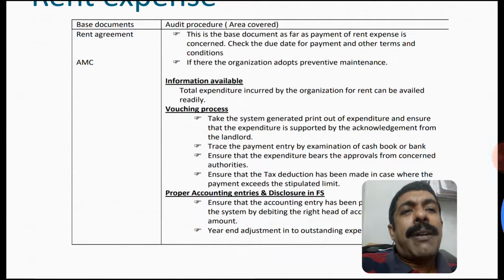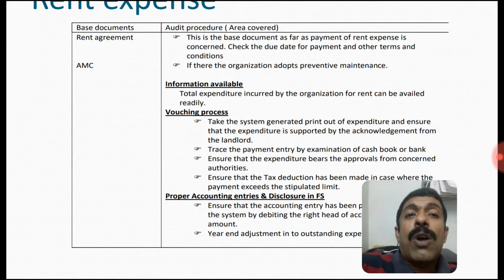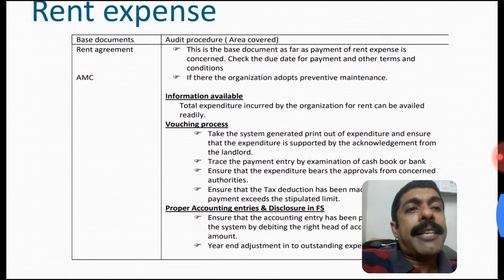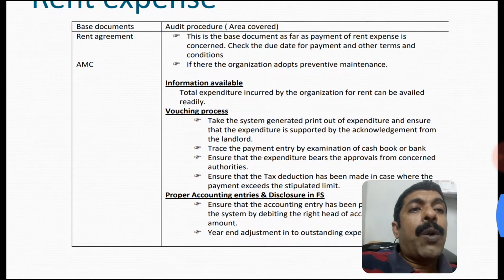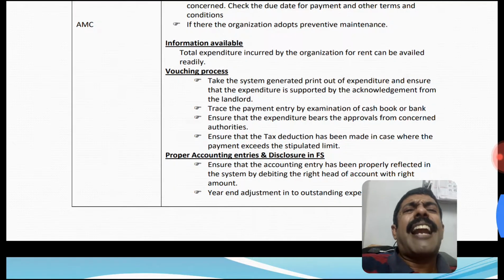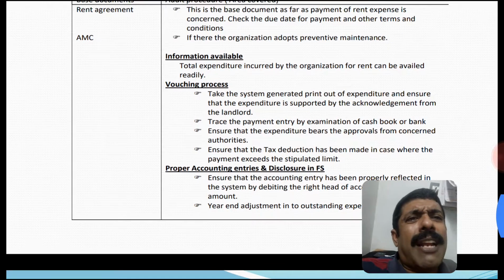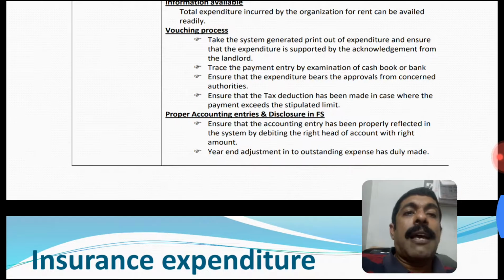Rent agreement. This is the base document. The wording is also common; I made the wording common. This is the base document as far as the payment of rent expense is concerned. Check the due date for payment and other terms and conditions. If you check the rent agreement, what can be available? Total expenditure incurred by the organization for rent expense can be readily available.